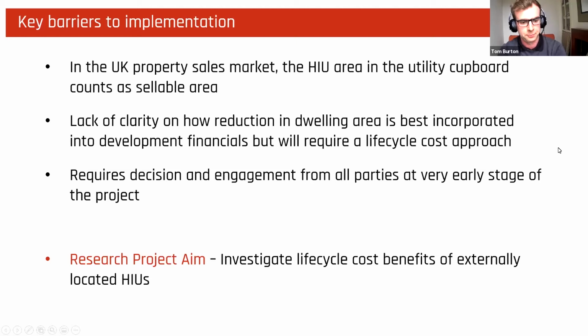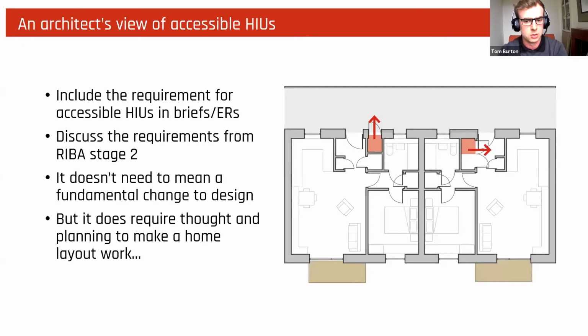So the aim of my research project was to investigate the life cycle benefits, to put some numbers to the impact of accessibility and the impact of network length, and compare this to the impact of reducing your dwelling area, or by having this extra non-sellable or non-dwelling area within your development. That was done through a net present value assessment, which I will come on to a bit later, but before that I'll hand over to Claire to discuss from the architect's view how externally accessible HIUs are viewed.